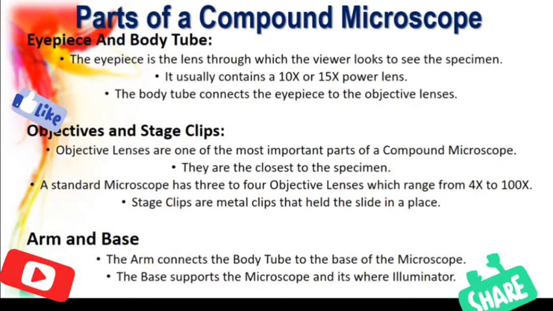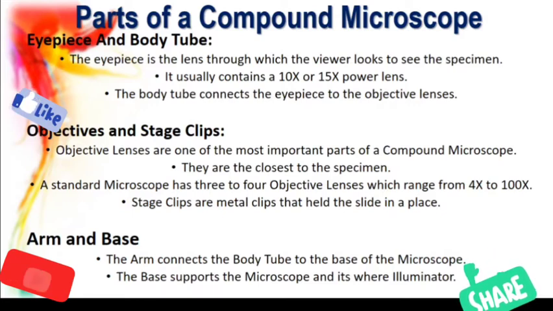The objective lens and the stage clips. Objective lenses are one of the most important parts of the compound microscope. As I said earlier, the objective lenses have a certain degree of magnification, that is 15x, 45x and 100x. They are the closest to the specimen. A standard microscope has 3 or 4 objective lenses which range from 4x to 100x. Stage and stage clips. Stage is a place where the specimen is placed, and stage clips are the clips that hold the slide in place.